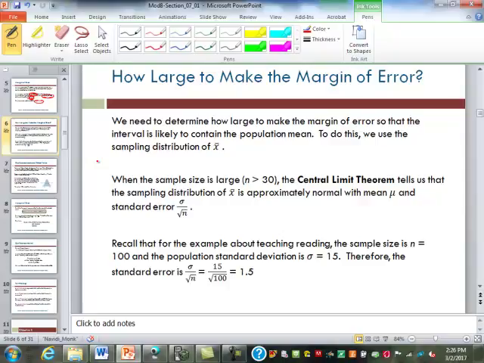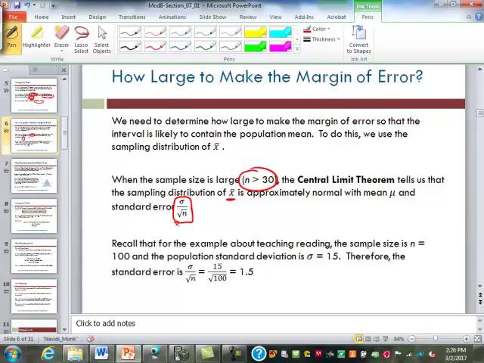So we do this with that sampling distribution that we reviewed here just a minute ago. When the sample size is large, remember we said if the sample size is more than 30, the central limit theorem applies. It tells us that in the distribution the mean of the sample means is going to equal the population mean. And the standard error, in other words, the standard deviation of those sample means is equal to the population standard deviation divided by the square root of n, as we mentioned earlier.